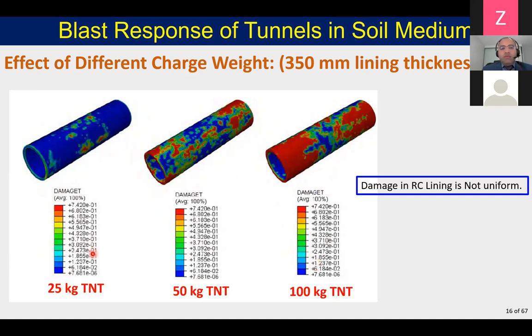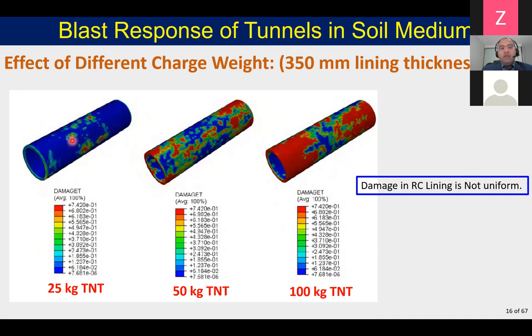So you can see here with 25 kg charge weight located at the center of the tunnel, you won't get much damage to the tunnel, but failure of the concrete can clearly be observed. When you reach this red line, which shows the damage intensity, it is around 74% damage. When you go towards the green side, your damage intensity is quite less. And with the blue side, it's very, very low damage or no damage. So there is damage of the tunnel lining with 25 kg charge weight, but it's scattered, it's not uniform damage.